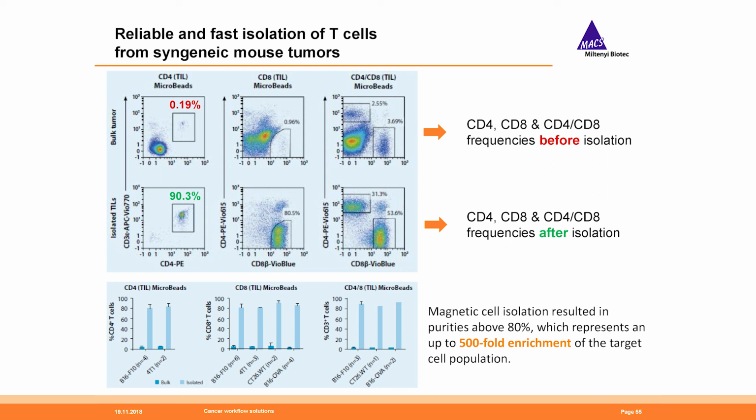Of course, this also works with CD8s and the pan T cells. And the purities, when you use these kits, are always above 80%. And as I mentioned, it can be up to 500-fold enrichment. But then again, this depends on how much of your target cell was in the initial population. And the rarer it was, the bigger effect you will see.